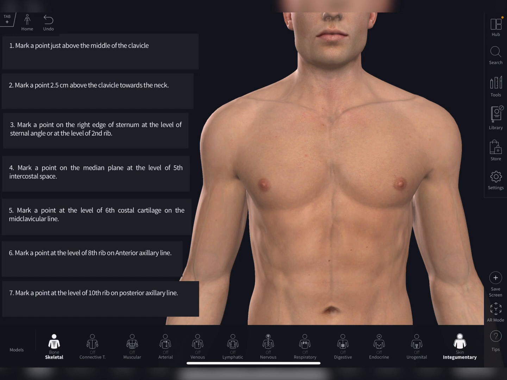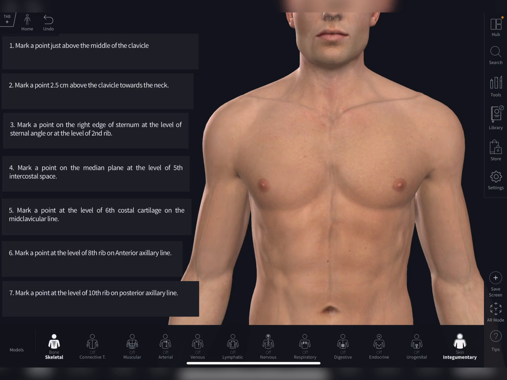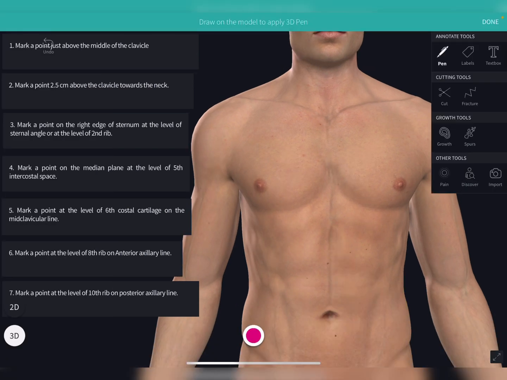To locate the lungs, we have to mark certain points. The first point that we are going to mark is the midpoint of the clavicle. The midpoint of the clavicle lies somewhere around here, so that will be your first point. After marking that, go 2.5 centimeter above the midpoint of the clavicle, towards the neck. This will be your second point. After marking this, let's move forward.